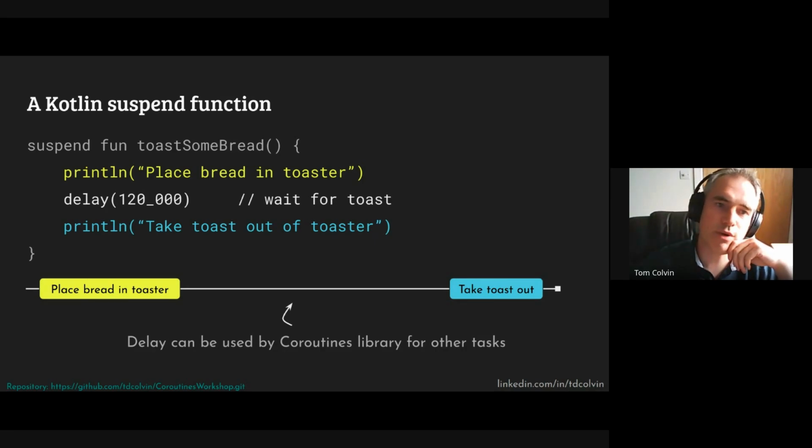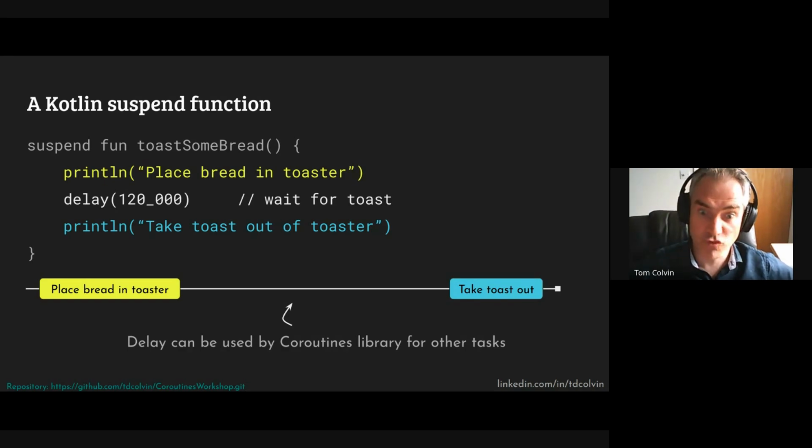And notice as well that that is what suspend means. That's why we have a suspend function. A suspend function is one that can suspend, that can tell the coroutine library that there is space here, space in time for you to be able to do something else whilst I'm waiting for something to happen. So that's what suspend means in the context of coroutines.